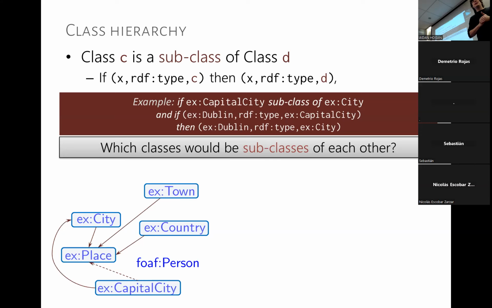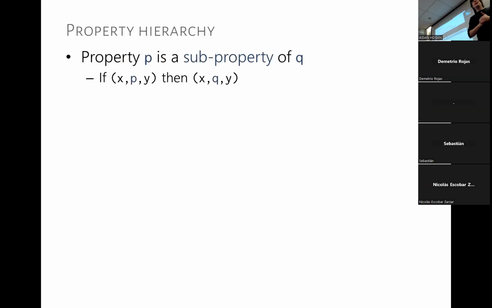So if Santiago is a capital city, it implies it's a city. If it's a city, it implies it's a place. So the subclass property is transitive. Yeah. Okay. So we'll look at property hierarchy next.